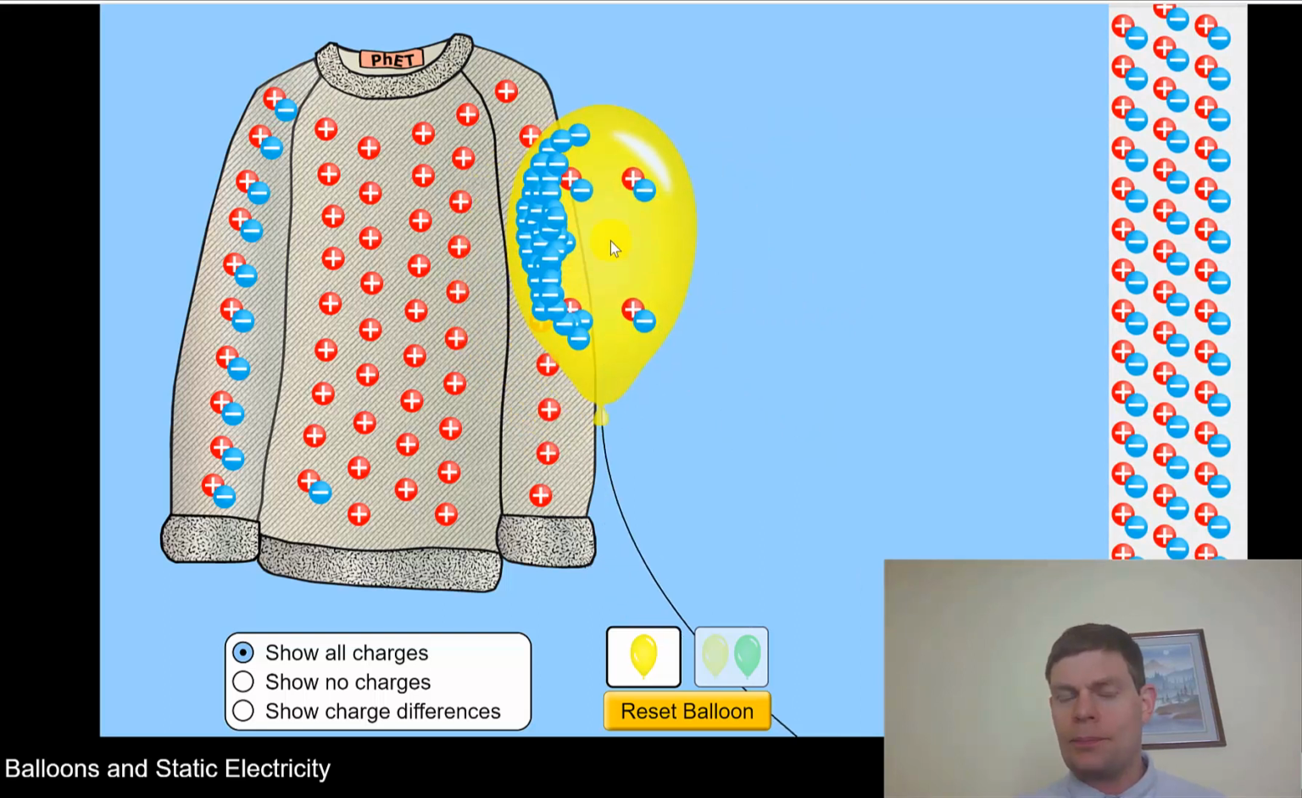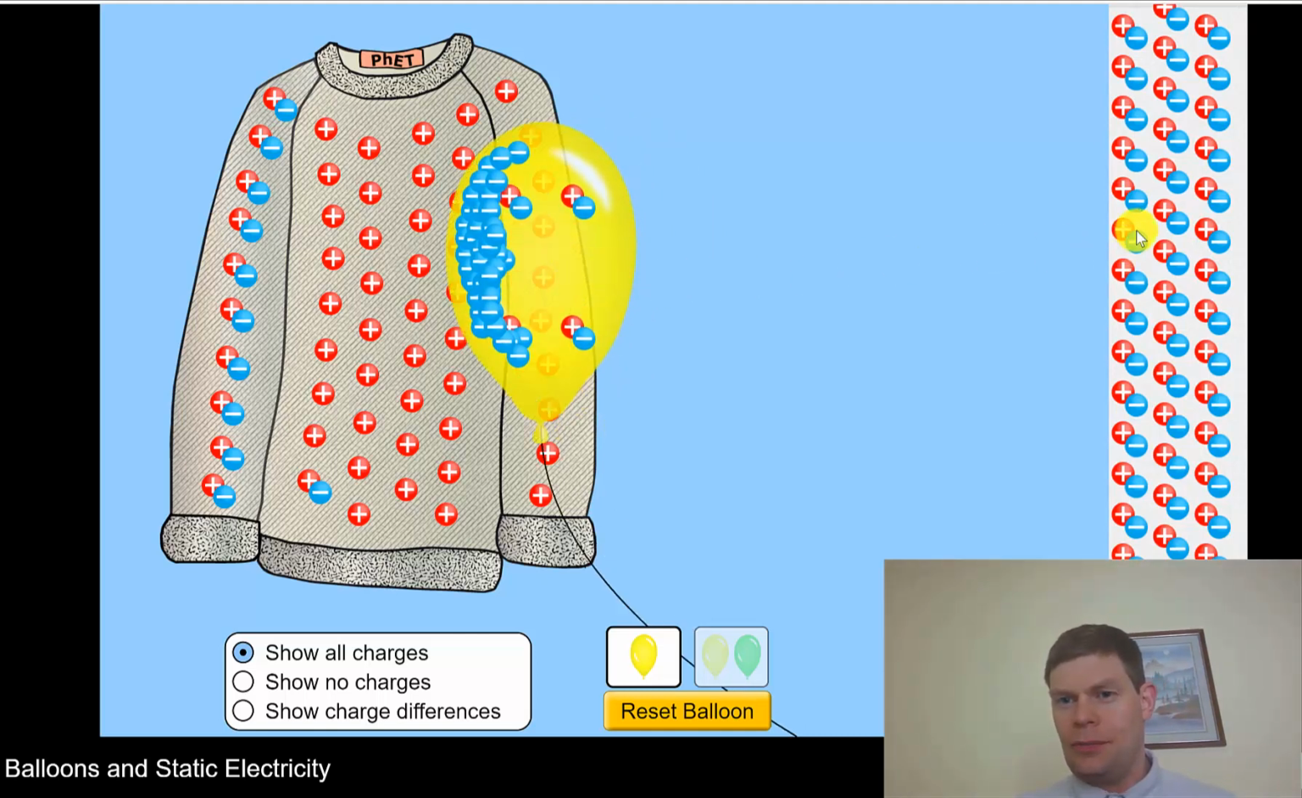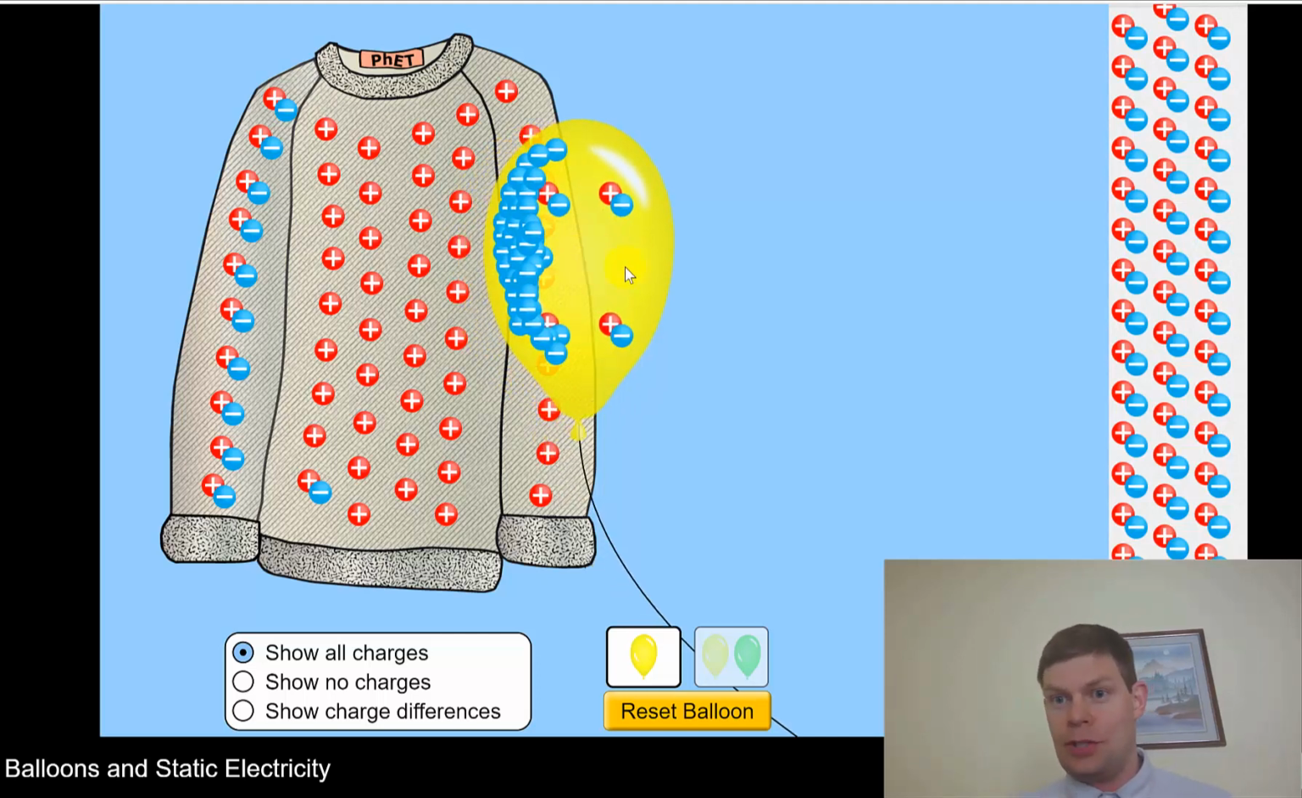But also, charged objects attract neutral objects. And here's why. You wouldn't think so, because this has just as many positive charges as it has negative charges, so overall it's neutral. So you'd think there'd be just as much repulsion by the electrons as there is attraction by the positive things, but if we bring it closer, you'll see why charged objects attract neutral objects.